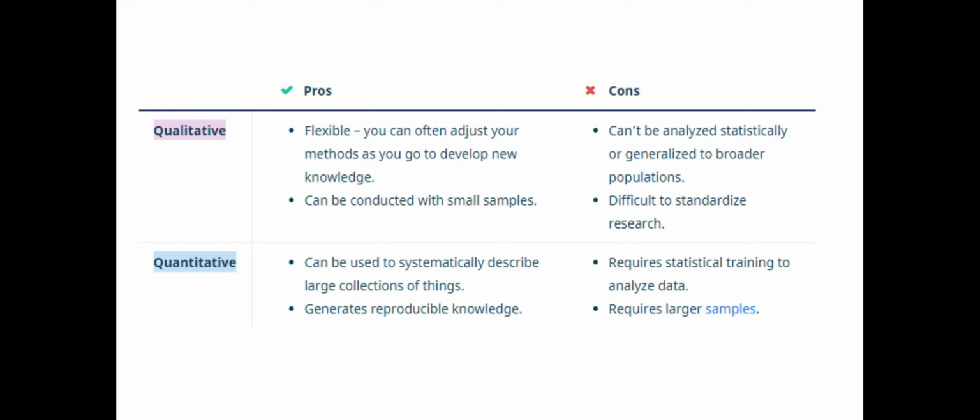Now, quantitative research can be used to systematically describe large collections of things. It generates reproducible knowledge, meaning we can replicate it.